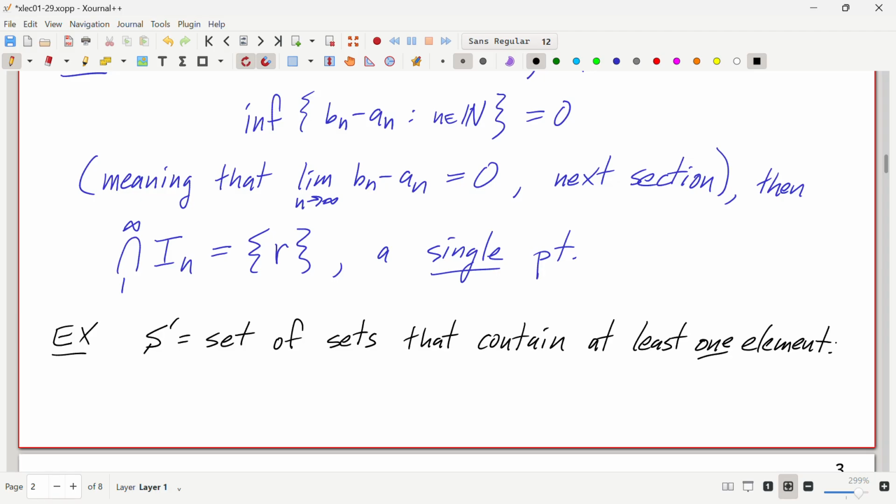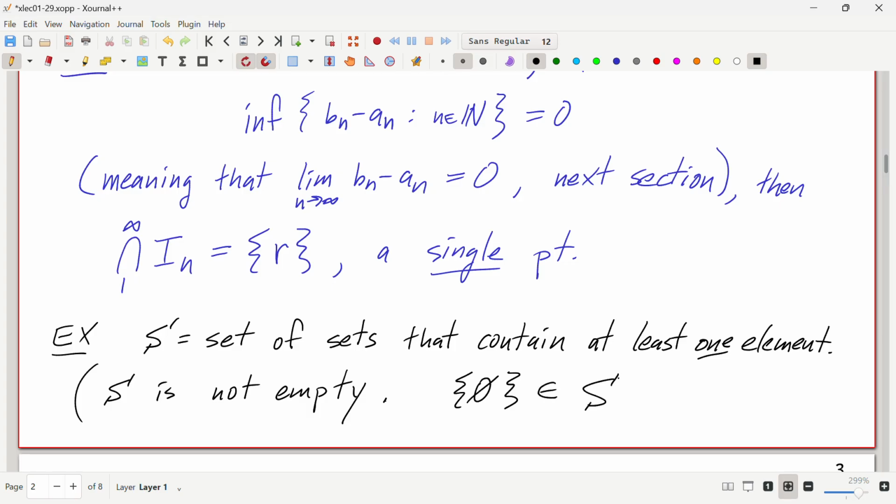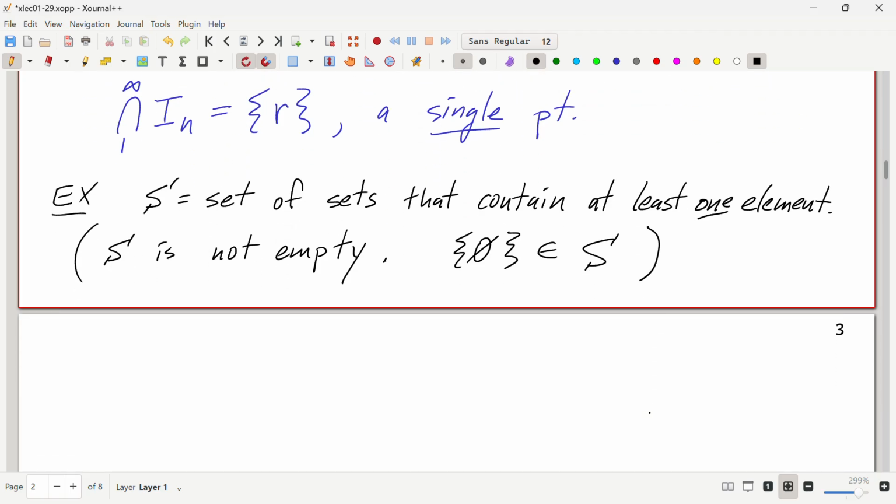There is a set that contains one element, namely, S is not empty. This is a remark. S is not empty. The set consisting of the empty set is in S, because it has only one element, namely the empty set. If you look at the axioms for set theory, you might wonder if there is such a thing. S is contained in itself. S is contained in S.